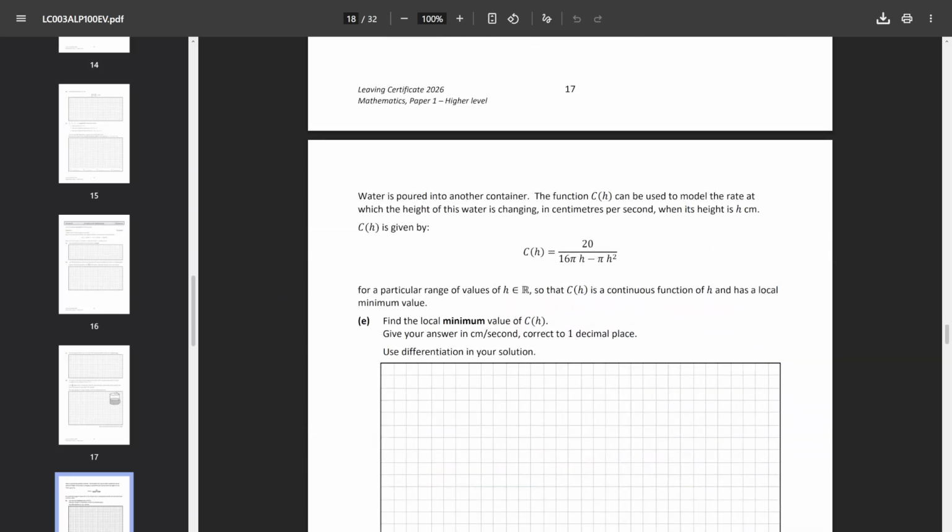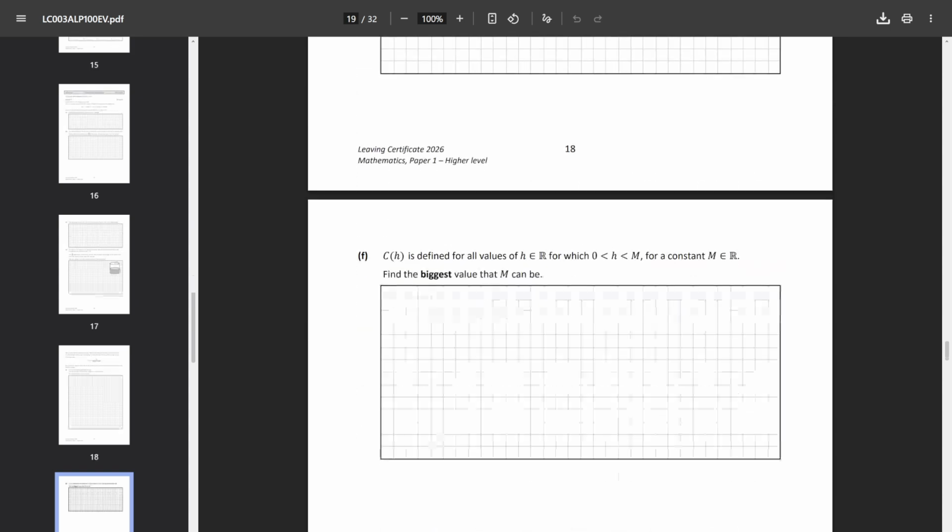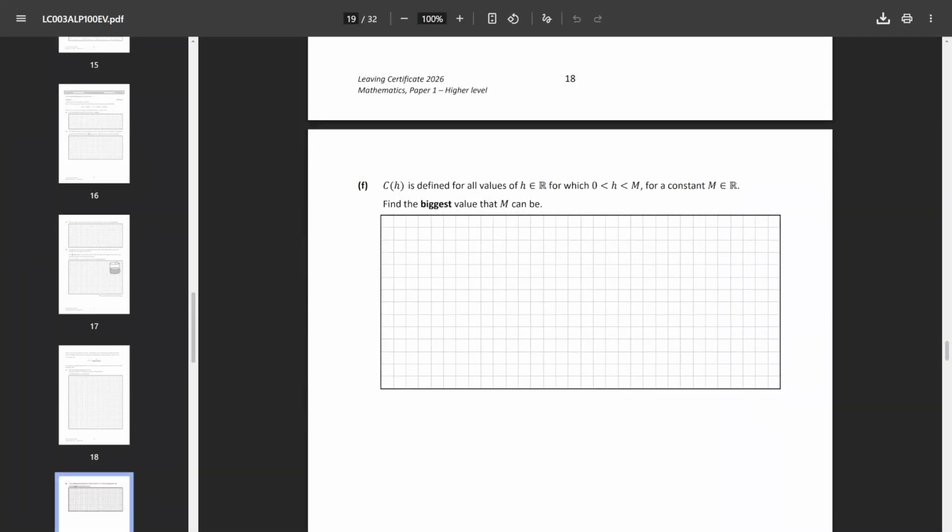Then we have this expression for C in terms of h, and we're looking for a local minimum, so of course you just set the derivative equal to 0, and then use the second derivative test just to make sure that the value you get is actually a local minimum. Second derivative being positive will tell you that. And then C of h is defined for that.